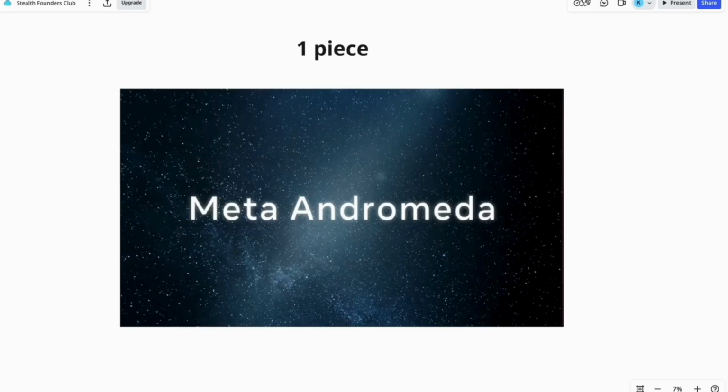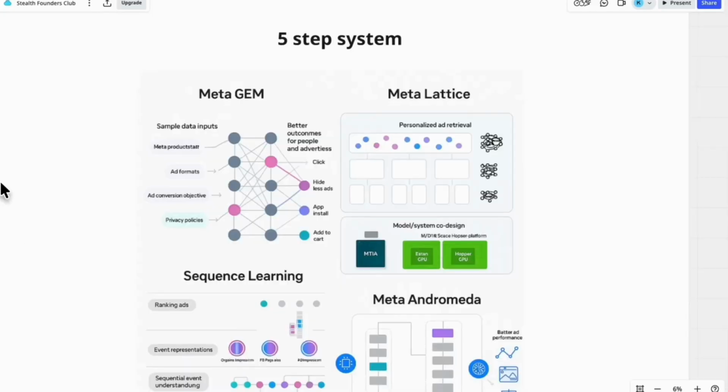When you hear people talking about Meta ads and the algorithm, oftentimes you'll hear people mention Andromeda, but Andromeda is actually only one piece of the ranking system model that Meta uses. So Andromeda isn't the whole algorithm. Andromeda is just one piece of a 5-step system that Meta uses to rank your ads.